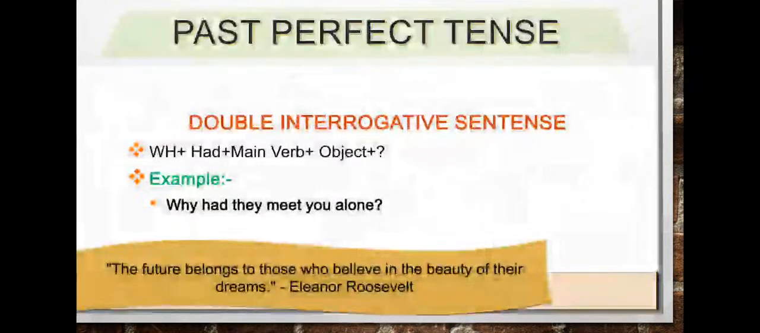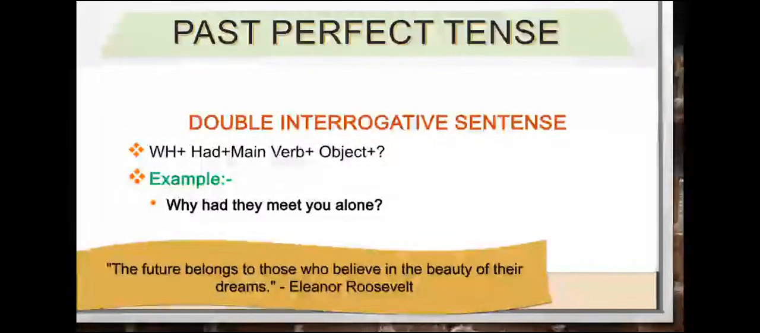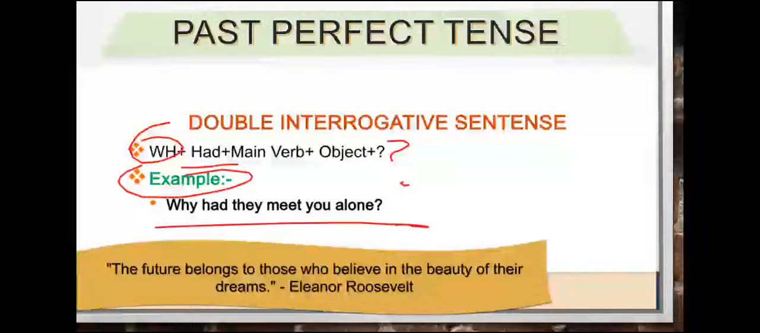Now we are going to have the double interrogative sentences, which is just like the interrogative one. We are just adding WH right here, okay? And the helping verb goes like this. So we have examples like why had they meet you alone?